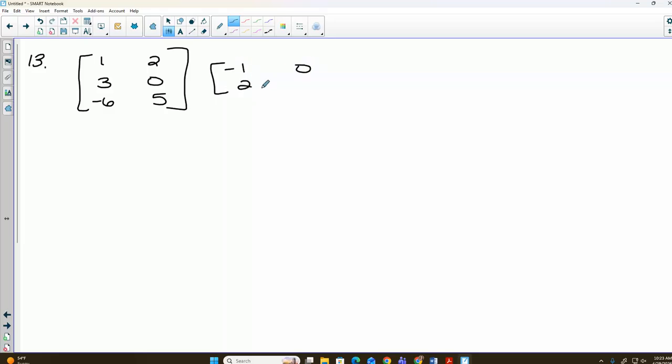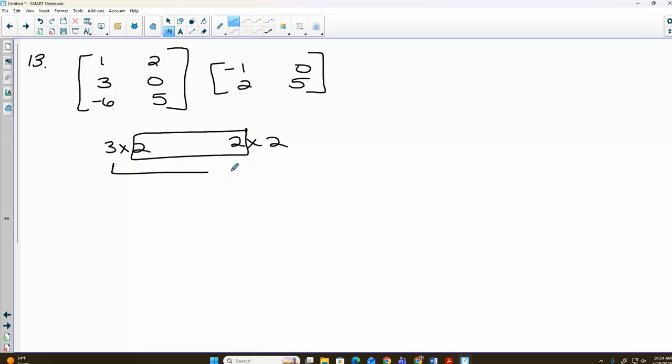We first have to make sure we can multiply them. So we do the size. What's the size of the first one? What about the second one? So if these numbers are the same, we can multiply them. The size is here, 3 by 2. So 3 rows, 2 columns.